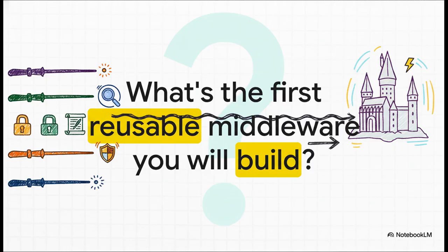See, once you start to view your app not just as a collection of endpoints, but as a series of pipelines, you start to think differently. You're not just writing handlers, you're composing workflows. So as you head back to your own projects, the real question isn't if you'll use middleware, but what's the first powerful reusable tool you're going to build with it?